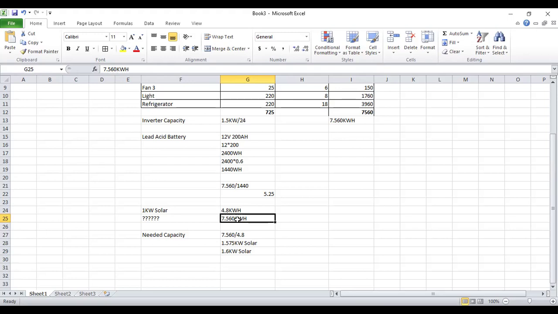Are you with me? Yes, sir, we're together. Is it very clear? Yes, clear. It means we need solar panels up to 1.6 kilowatts. Yes, sir. That is the capacity that will be able to generate 7.560 kilowatt hours per day.